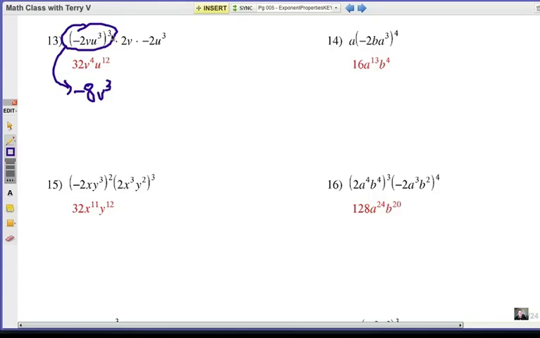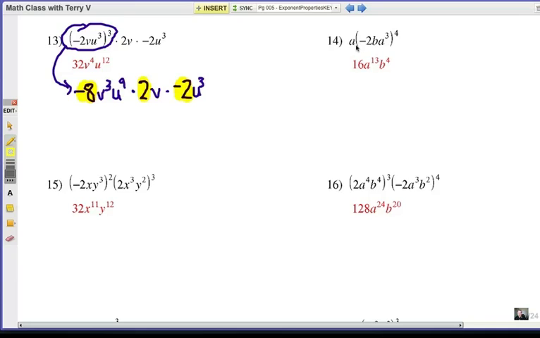And u to the third power raised to the third power, that's where we multiply the exponent there. That's u to the 9th. Okay? Then I'm just going to carry down the rest of it, 2v and -2u to the third. Now we put it all together. You'll notice how you first take care of the coefficient numbers there, -8 times 2 times -2. Notice how that would be a positive 32 when you multiply it all together. Okay? V to the fourth comes from this v to the third times v to the first. And u to the 12th in my answer is u to the 9th times u to the third. We add those exponents.